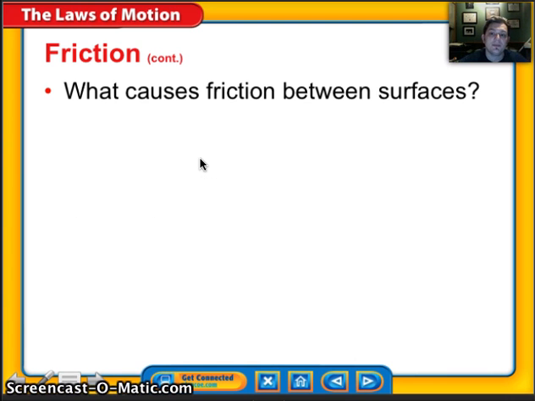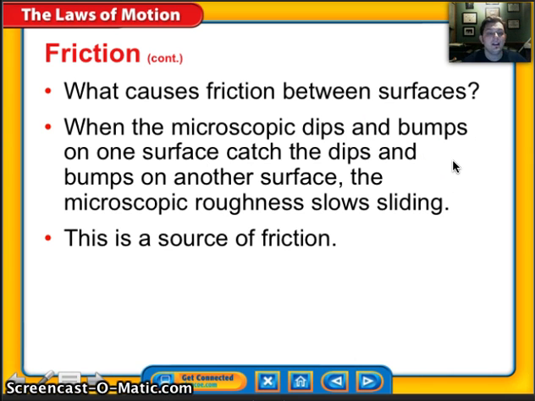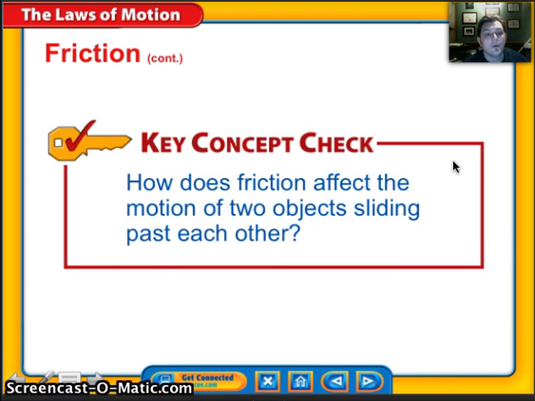So, what causes friction between surfaces? You have microscopic dips and bumps on one surface, and they catch the microscopic dips and bumps on the other. This is a source of friction. When I rub my hands together, those microscopic dips and bumps are grabbing on each other, and it creates heat. So how does friction affect the motion of two objects sliding past each other? Friction prevents objects from sliding past each other.